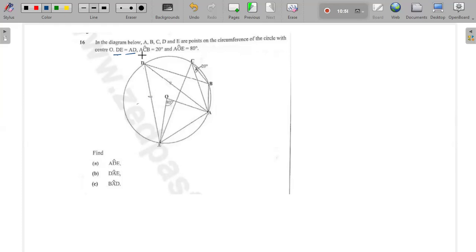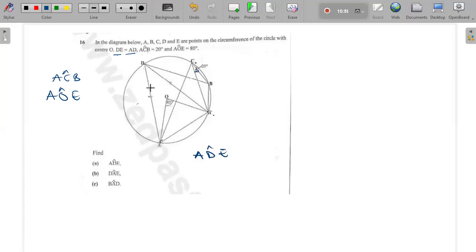And then you have the angle ACB. ACB is 20, which is here. And then the angle AOE is 80, and it's indicated there, it's 80 degrees. Then they're telling us to find the angle ADE.